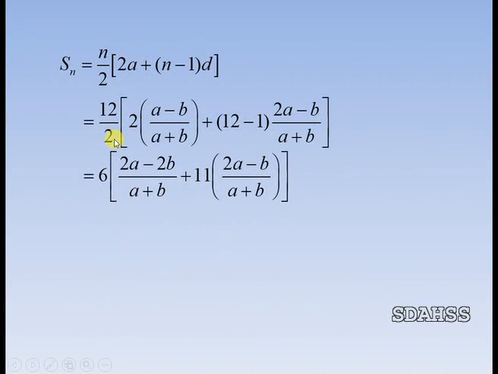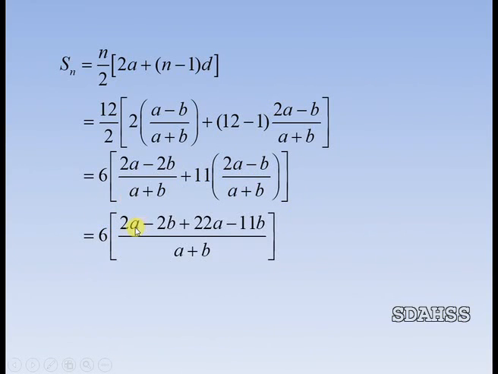Cancel the numerator and denominator by 2 tables. So you have 6 into, multiply the 2 inside the bracket. So you have 2a minus 2b divided by a plus b plus 12 minus 1, 11. Multiply the 11 into 2a minus b divided by a plus b, which is equal to 6 into, the denominators are same, so you keep it as it is, a plus b. The numerator 2a minus 2b plus, multiply the 11 inside the bracket. So you have 11 into 2a, 22a, minus 11 into b, 11b, equal to 6 into 2a plus 22a, 24a, minus 2b minus 11b, minus 13b divided by a plus b.